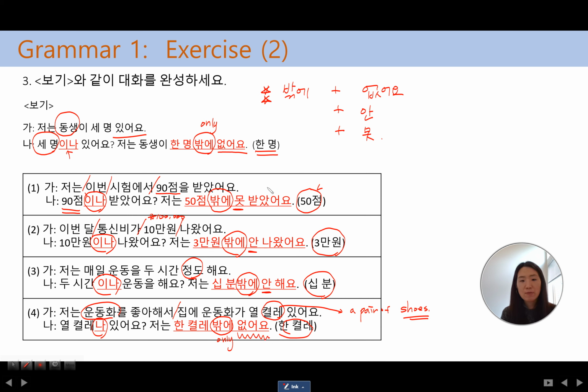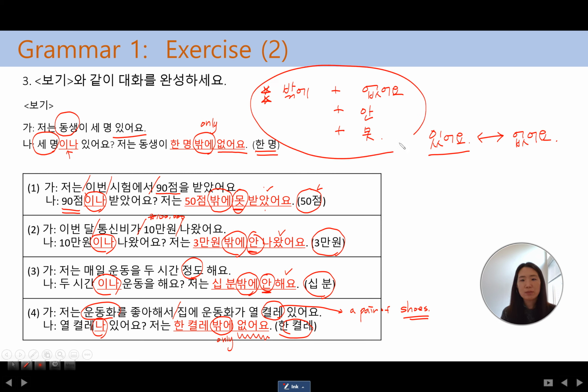If there is a word like 받았어요, 나왔어요, 해요, and you use a negative word for that, you use 안 or 못. But for 있어요, you don't really say 안 있어요. Instead, you use the opposite word, 없어요. As long as you remember this one, you're good to go.